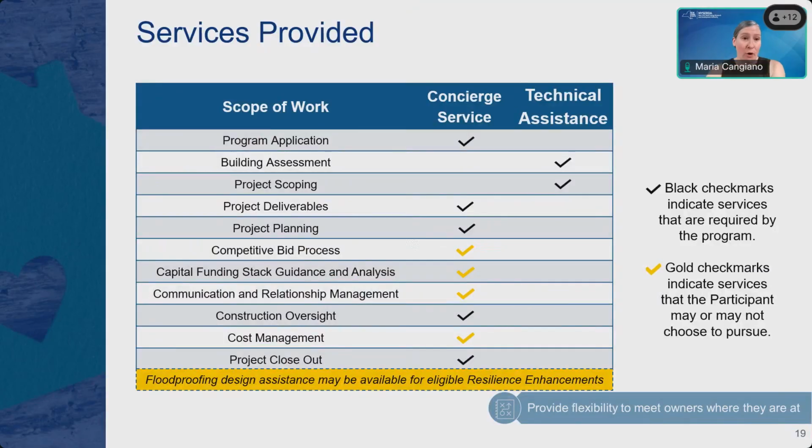That is a requirement for all projects that are going through the AMP Up technical assistance. So anything that's in the black check mark is something that is required, regardless of whether you are working with a multifamily contractor or with a concierge. So just to clarify, the concierge service can be provided by either the concierge or by a multifamily contractor.